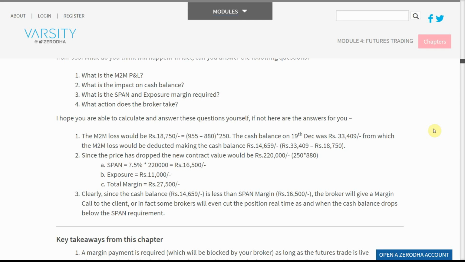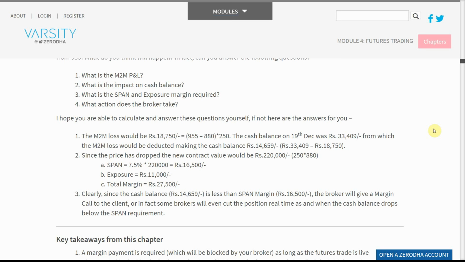Clearly, since the cash balance of 14,659 rupees per lot is less than span margin of 16,500 rupees per lot, the broker will give a margin call to the client. Or in fact, some brokers will even cut the position real time, as and when the cash balance drops below the span requirement. Key takeaways from this chapter.